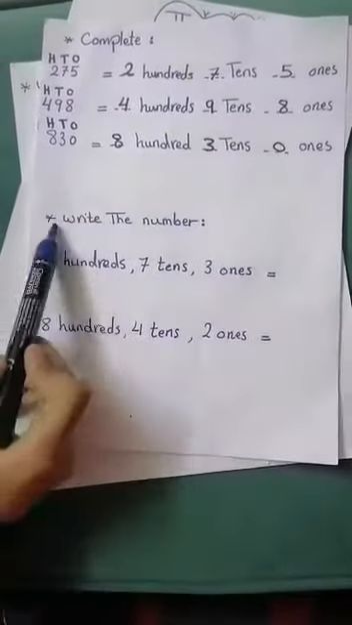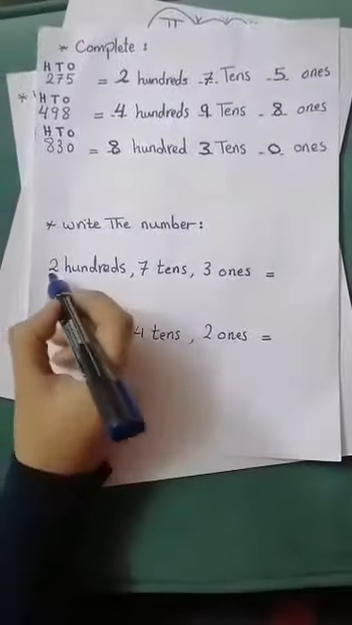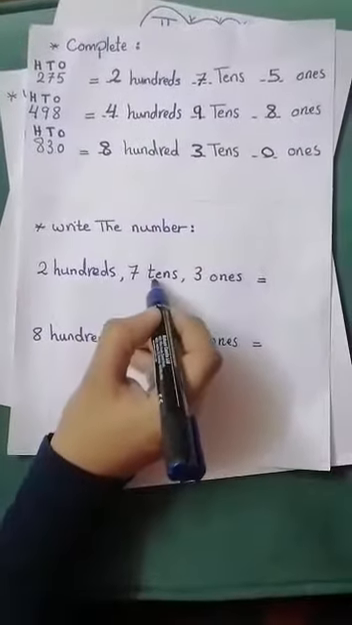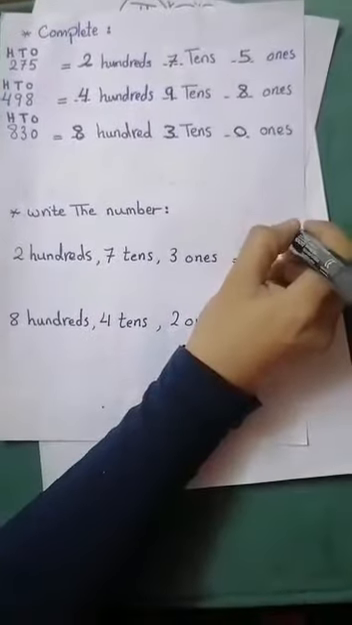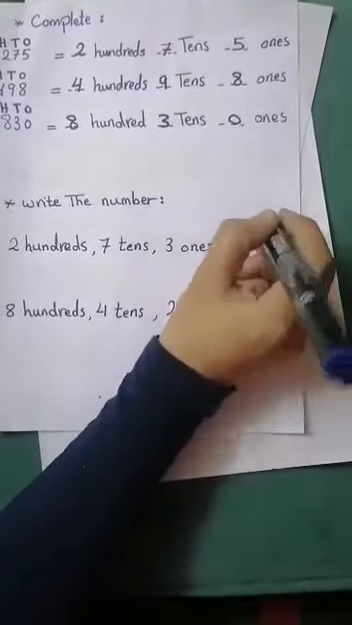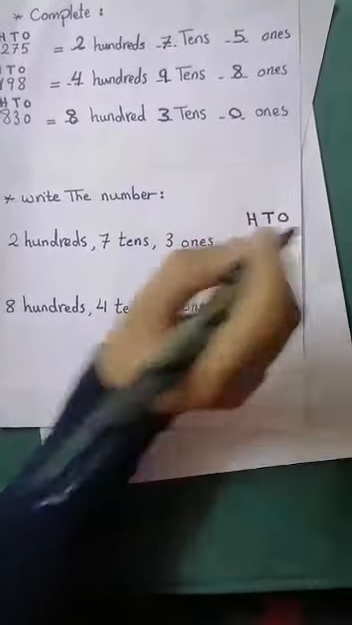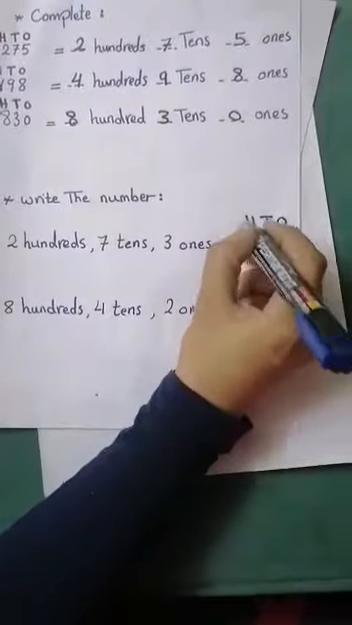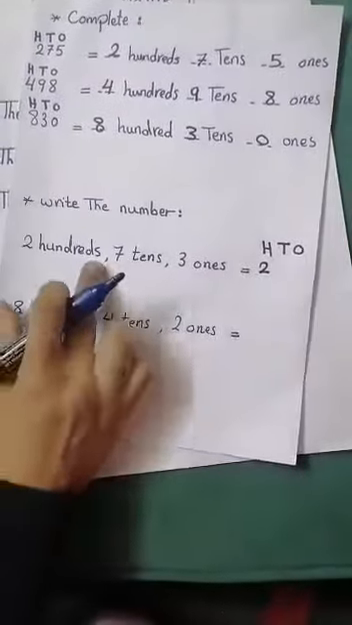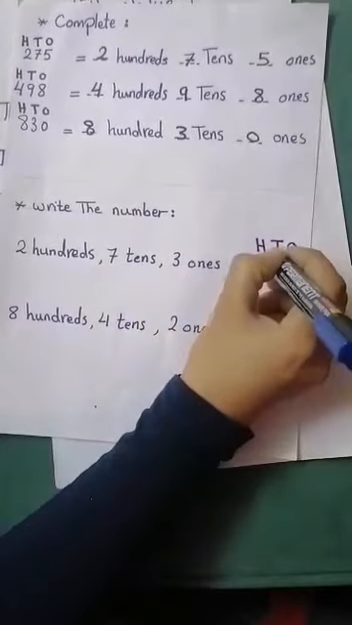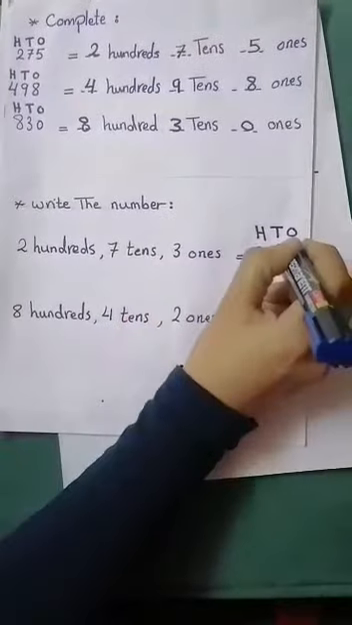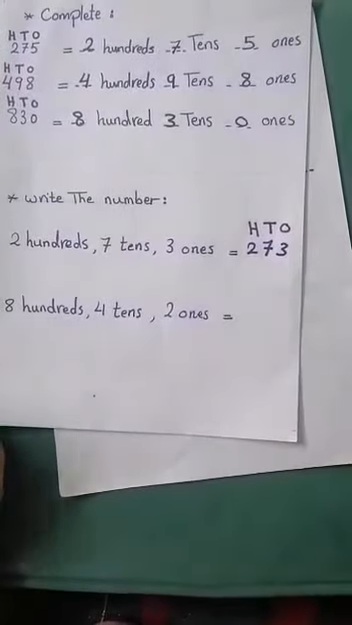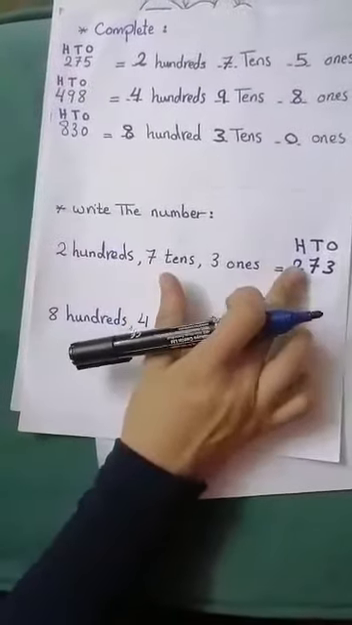Another example, write the number: 200, 7 tens, 3 ones. The first step, put the places: ones, tens, hundreds. 2 in the hundreds place. 7 in the tens place. 3 in the ones place. So the number is 273.